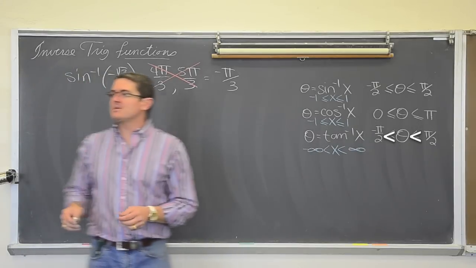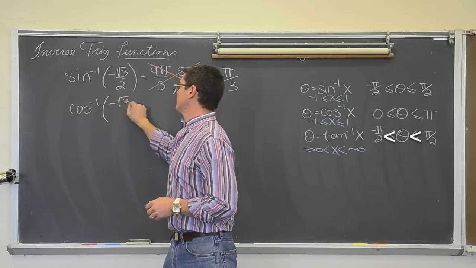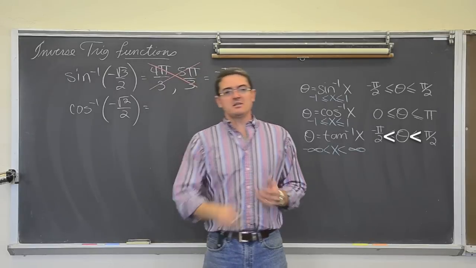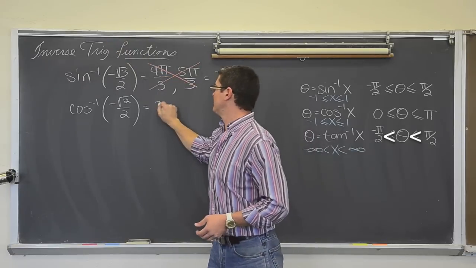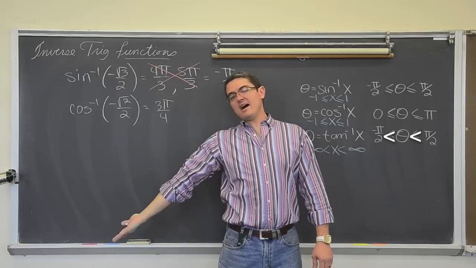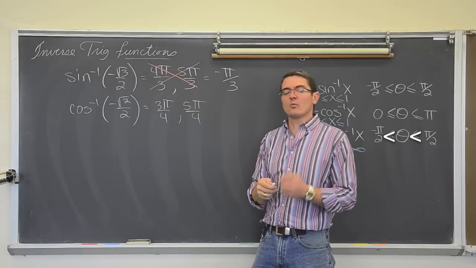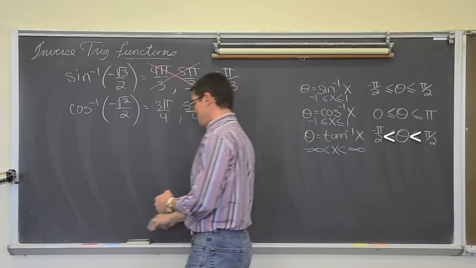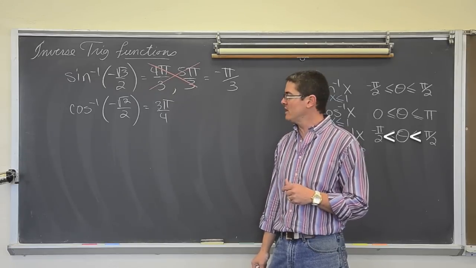So let's take a look at the inverse cosine of negative square root of 2 over 2. Well, on the unit circle, if you're just thinking of that, the cosine is equal to negative square root of 2 over 2 at 3 pi over 4 and 5 pi over 4. But the only one of these answers that is within the restricted range of inverse cosine when it's being worked with as a function, what your calculator will be able to give you, is 3 pi over 4, 135 degrees.